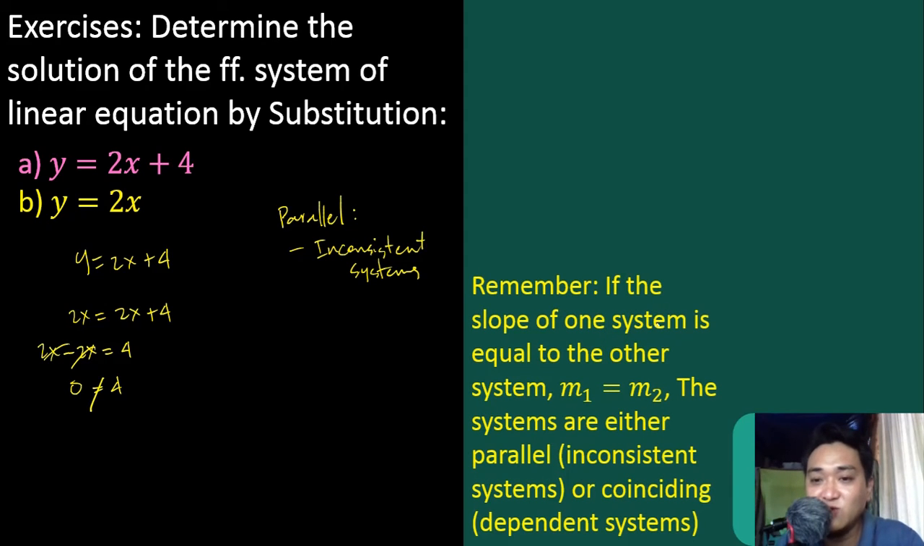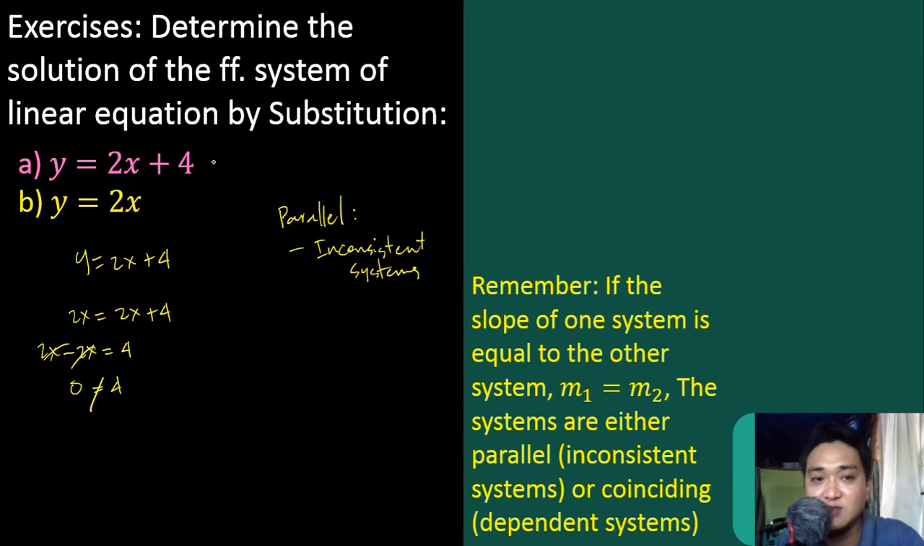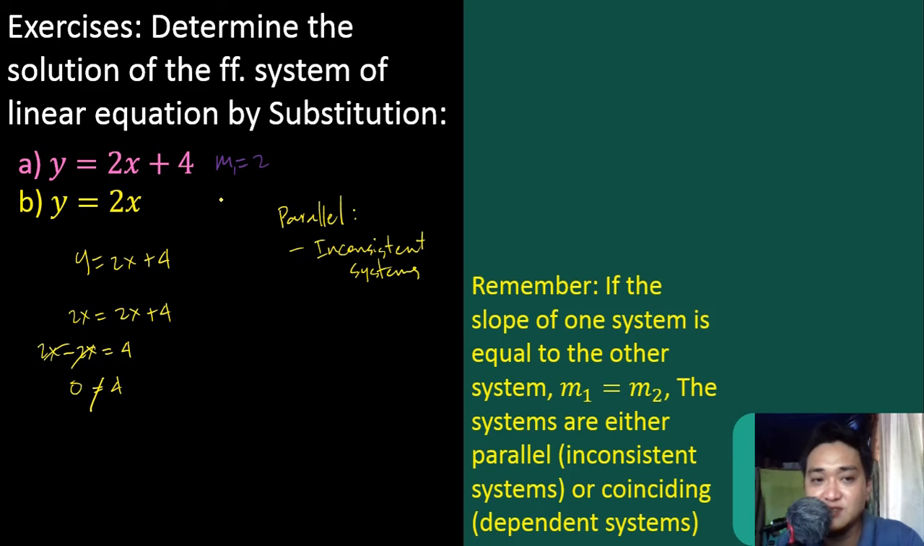So remember, if the slope of one system is equal to the other system, so as you can notice here, their slopes are the same. Here, palitan natin ng kulay para makita nyo na maigi, no? The slope here is 2. And the slope for our second linear equation, m sub 2, is also 2. So it gives us a hint na baka dependent sila o baka parallel sila. Or sa ibang reference pa natin titingnan, baka dependent sila o baka inconsistent sila.